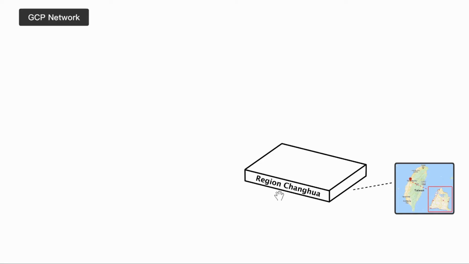So now we are in the Changhua region. In one region, there are multiple zones. A zone is a logical data center, and in every zone, there are multiple physical data centers. And in every physical data center, there are clusters. One cluster consists of independent devices like computing devices and memory devices.